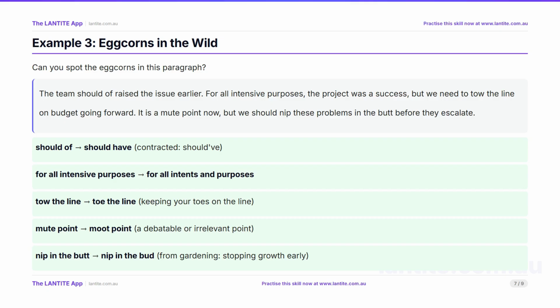Let us find the eggcorns in this paragraph. Should of, should be, should have. For all intensive purposes should be for all intents and purposes. Tow the line should be toe the line. The phrase comes from standing with your toes on a line, not pulling it. A mute point should be a moot point. Moot means debatable or no longer relevant. And nip in the butt should be nip in the bud, from gardening, where you pinch off a bud to stop it growing. Every one of these sounds close to the correct version, which is why they persist. And everyone would pass a spell checker with no errors flagged.